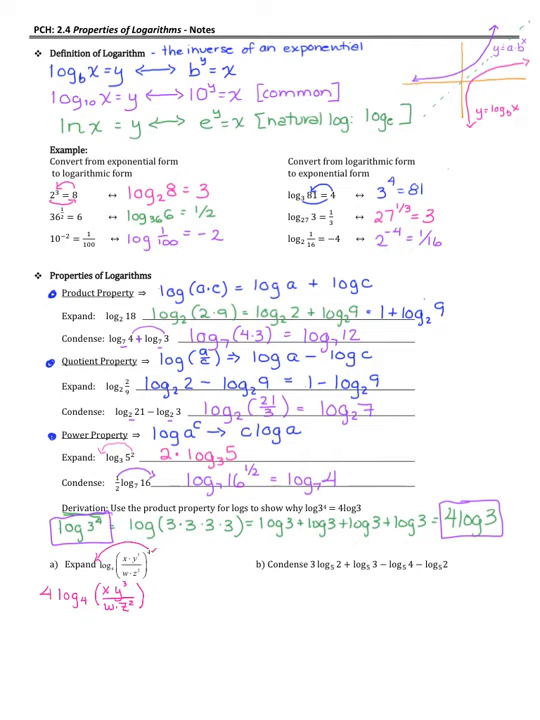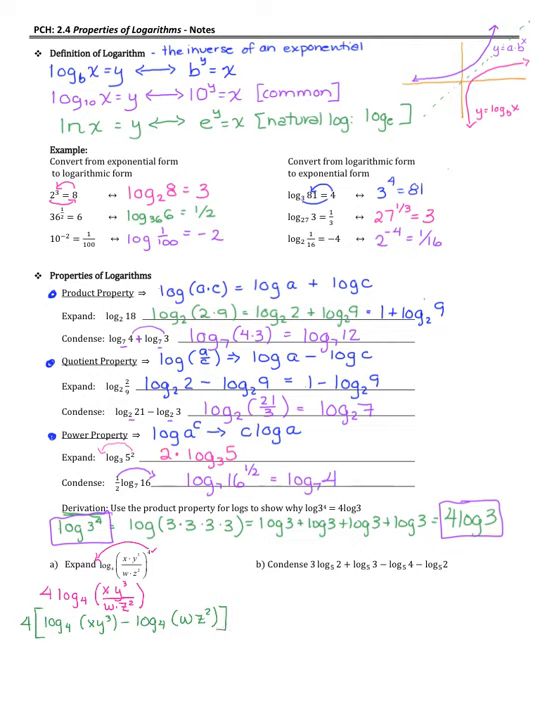Now what I'm going to do is use my quotient property. So this 4 is going to sit out in front for a second. And we have log base 4 of the numerator minus log base 4 of the denominator. Okay, hope you're still with me.